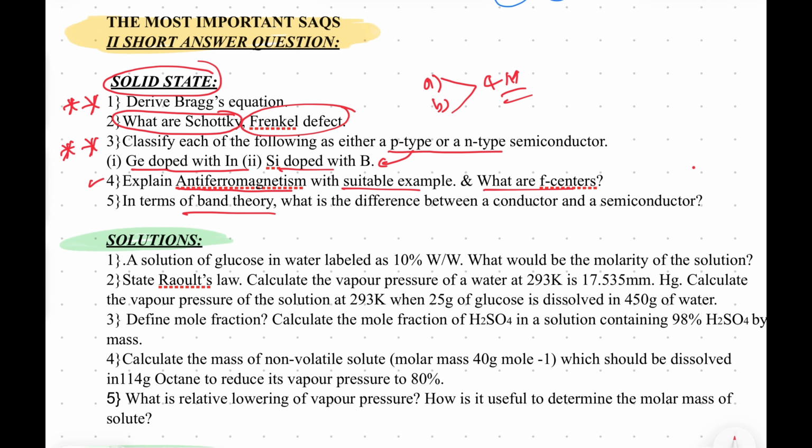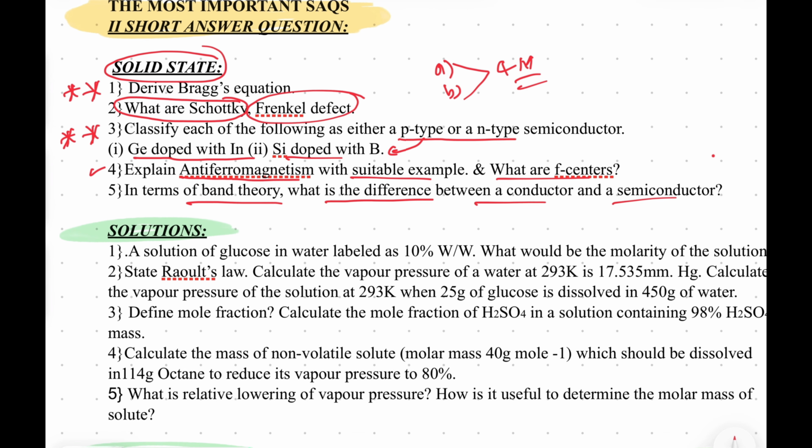And one more, band theory is there. Band theory: difference between conductors, semiconductors and insulators. What are semiconductors? What are conductors? This question is asked very rarely, but most important are Bragg's equation and N-type and P-type. So only 2 SAQs are there. Practice well. Clear? That's it.